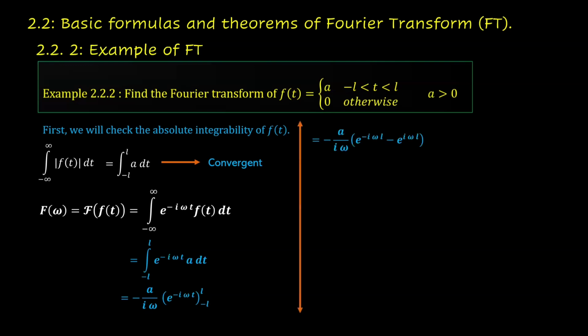Then we substitute the limits, so e to the power minus i omega L minus e to the power i omega L. If you take out the minus, this is nothing but 2i sine omega L. So the minus and minus will become plus, and the i will cancel out, and finally the answer is 2a over omega sine omega L. And this is the final answer for this problem. We will continue with more problems in the next lecture.